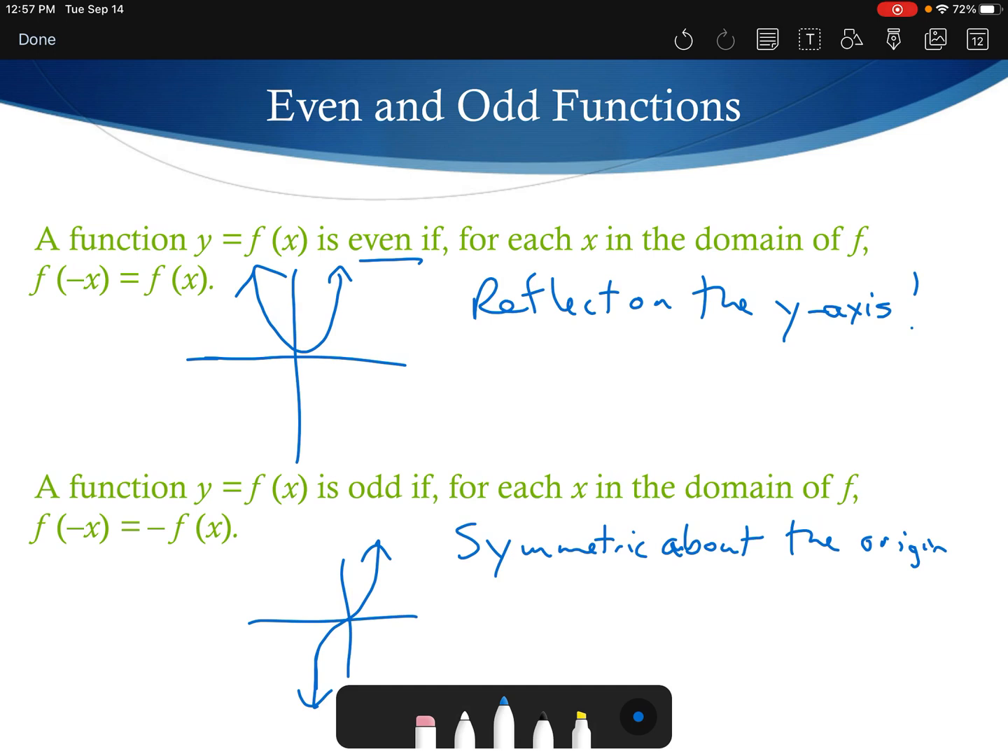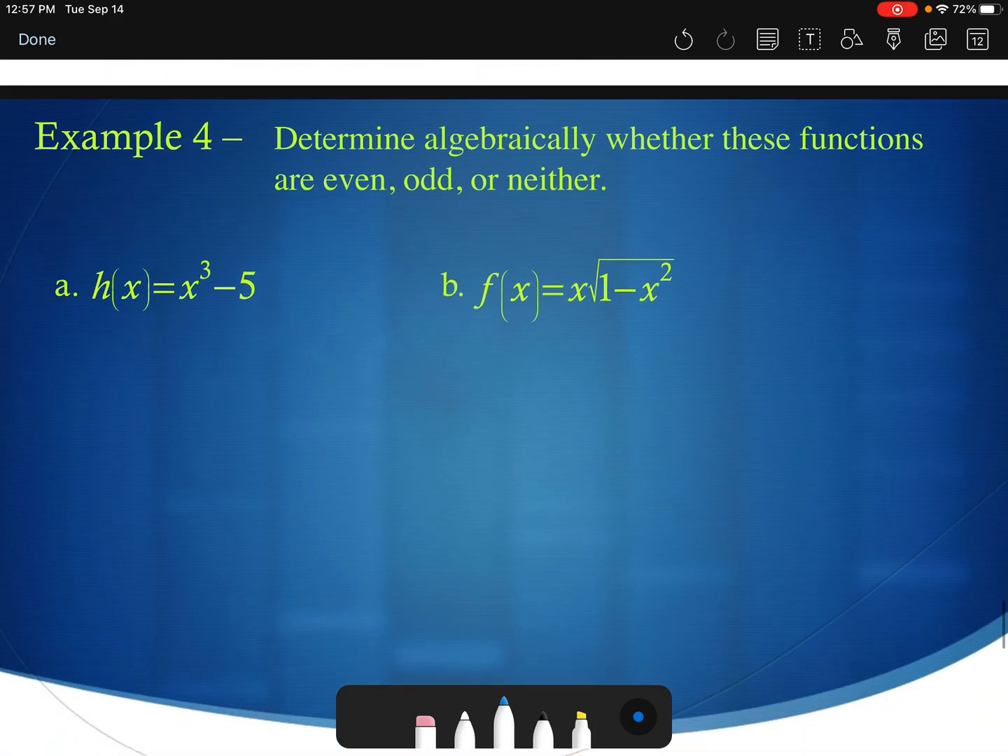Now we're going to look at these algebraically. So algebraically speaking, to test whether it's even or odd, you're going to put in the opposite of x. The opposite of x is negative x. You're going to evaluate it. If you get the original function, then it's even. If you get the opposite of the original function, it's odd. And if you don't get either, then it's neither.